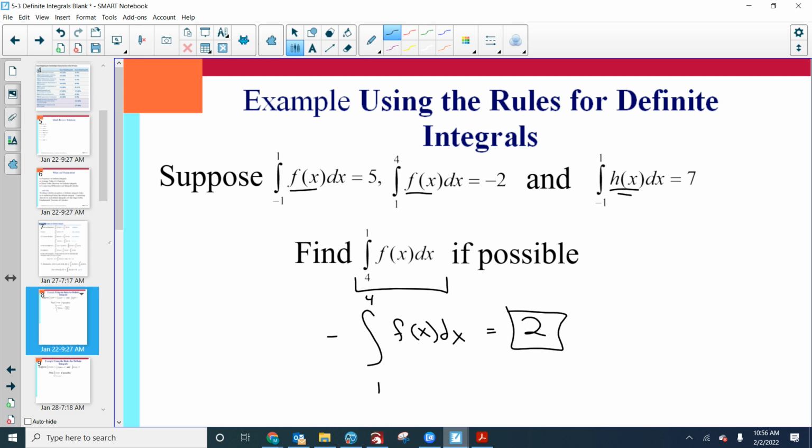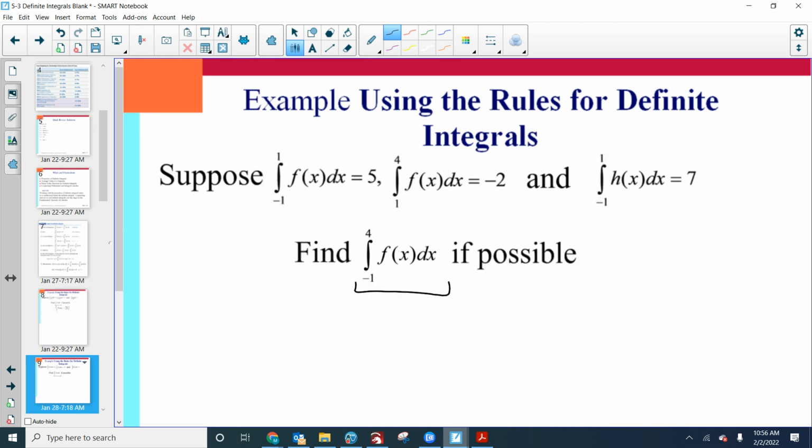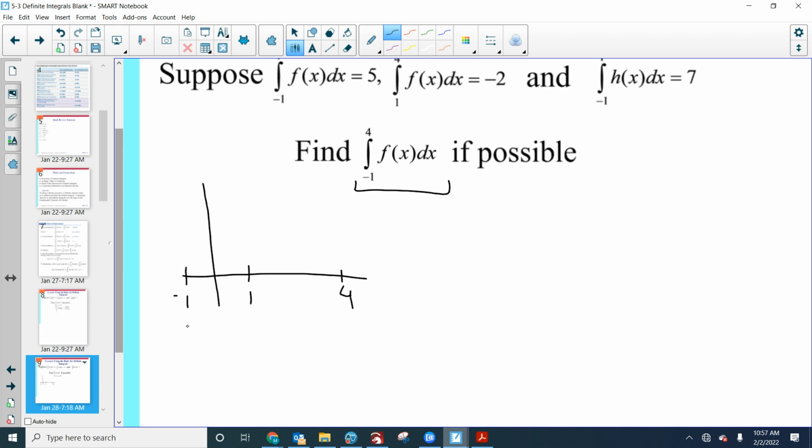All right, next one. Let's do -1 to 4. I don't see a -1 to 4 up there, do you? But -1 to 1 has a net area of 5, so it must be mostly positive. Do you agree? Okay. And then 1 to 4 is -2. So this area from here to here was 5, and this area from here to here is -2.